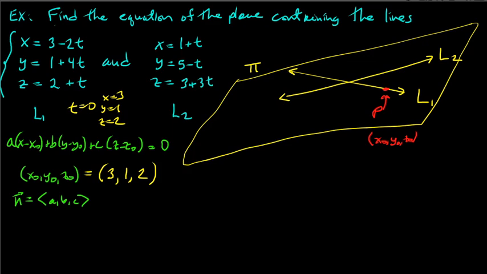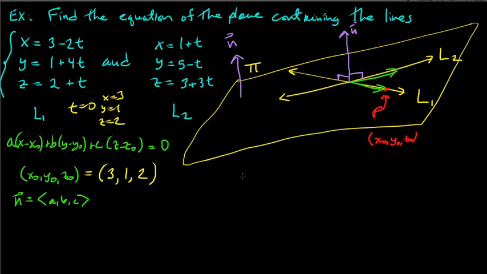Okay, well, now we need the normal vector. And how do we find the normal vector? It's any vector perpendicular to the plane. And notice that it's going to be perpendicular to both lines L1 and L2. These are lines, not vectors, but we can easily come up with a vector that points in the direction of each line.